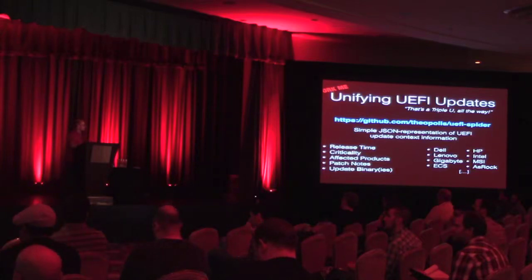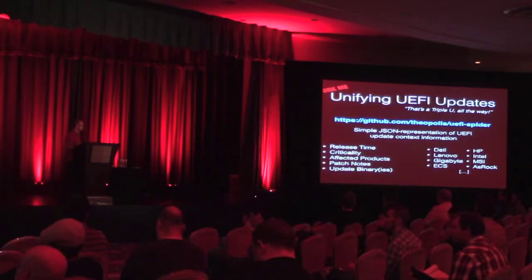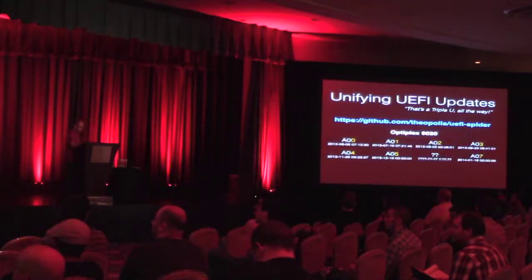So for the vendors that I support right now, I try to get the ones that have the most UEFI updates. And while I'm spidering, I'm also grabbing the release time of the update, and if they assign some criticality, like this is major, this is normal, this is critical. And if they put patch notes in there too, this tool will grab all of that. Afterwards, I have a slide on it. But so, what does it grab?